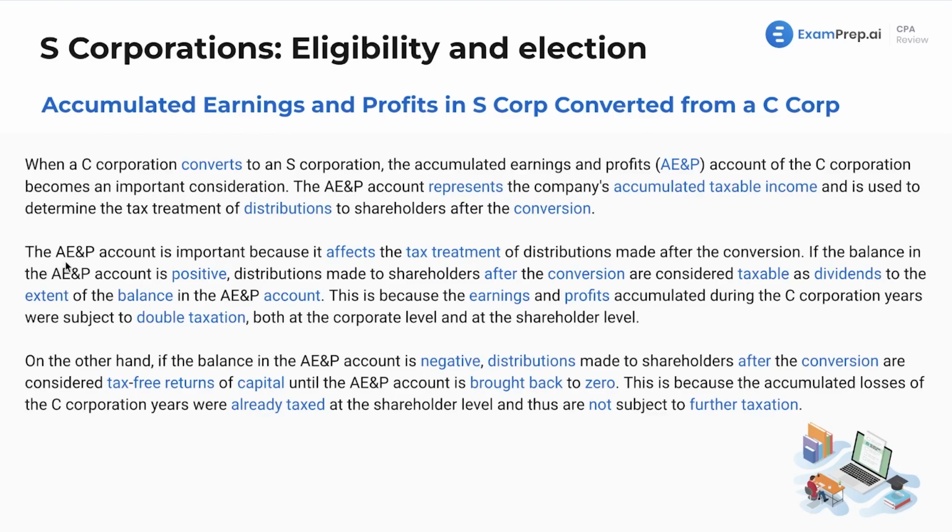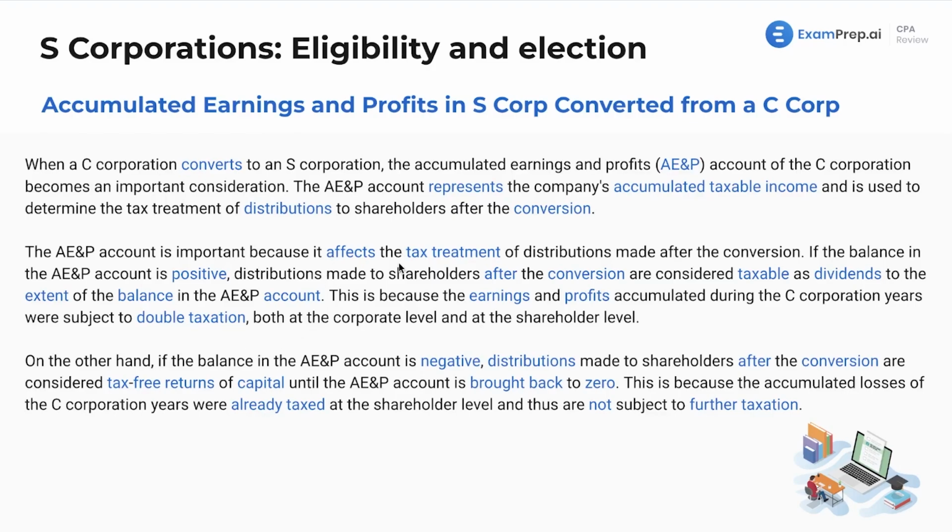So the AE and P account is important because it affects the tax treatment of distributions made after the conversion. If the balance in the account is positive, distributions made to shareholders after the conversion are considered taxable as dividends to the extent of the balance in this account. This is because the earnings and profits accumulated during the C corporation years were subject to double taxation, both at the corporate level and at the shareholder level.